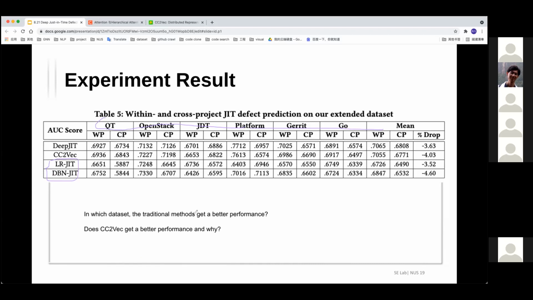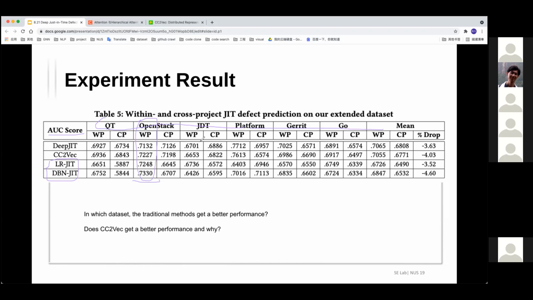WP is within project, yeah, across the project. Oh, so you are focusing on within or across? You just count the number and see which one is larger. OpenStack. Yeah, this is the AUC score. So you can see that in the original data set, even the traditional method is better, and the cross project is lower. I'm sorry, I didn't prepare for the cross project. I think it's just different projects when training. Yeah, so I think we do not focus on the detail.